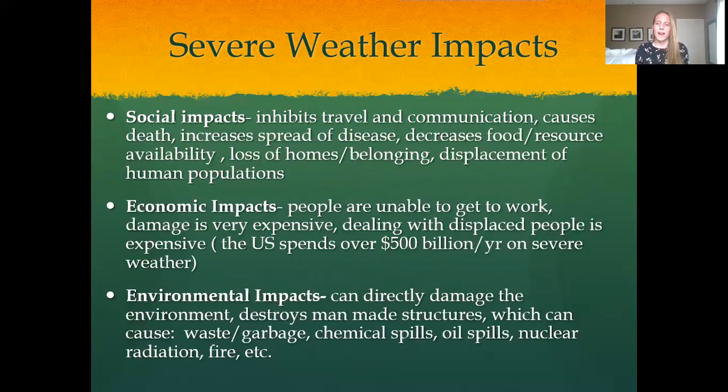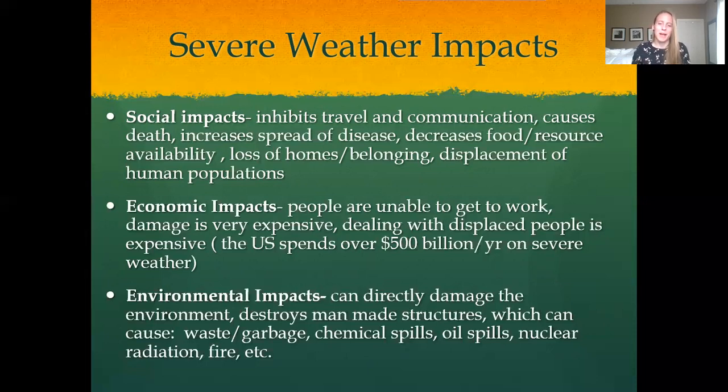Economic impacts are anything that costs money, and storm damage tends to be very expensive. People also aren't necessarily able to get to work. In the US, they spend over $500 billion every year because of severe weather, and again, that is expected to go up. I couldn't find any data on what that was in Canada, by the way.